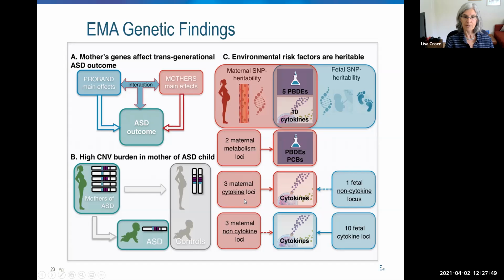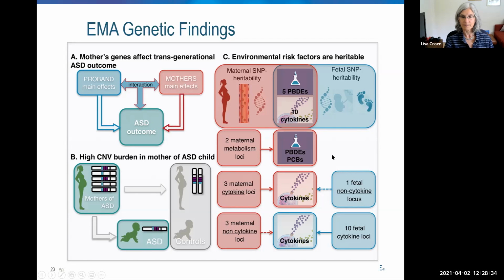And we also find maternal loci in cytokine genes that correlate with or predict cytokine levels in mom, in pregnancy samples from mom. But we also find fetal loci that are not in cytokine genes that were significantly predictive of the cytokine level in mom, which is interesting. And these cytokine levels here are in the newborn blood spot. We found both maternal and fetal loci that were predictive of or associated with cytokine levels in the baby. So this is all very interesting.